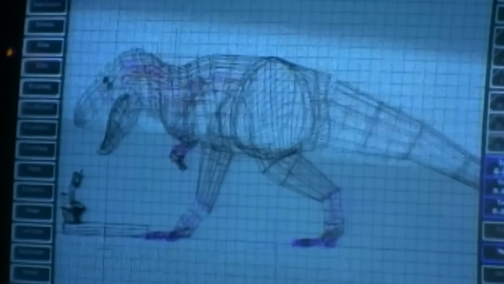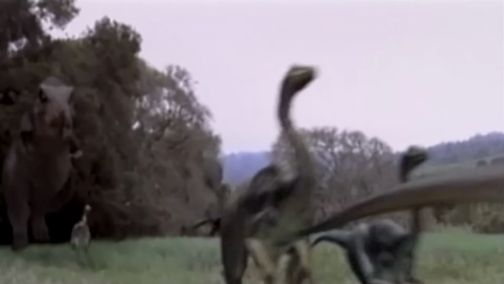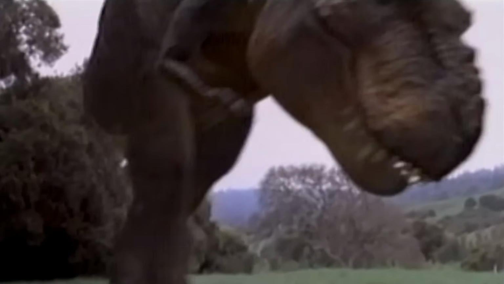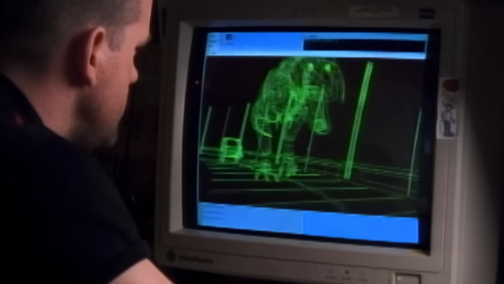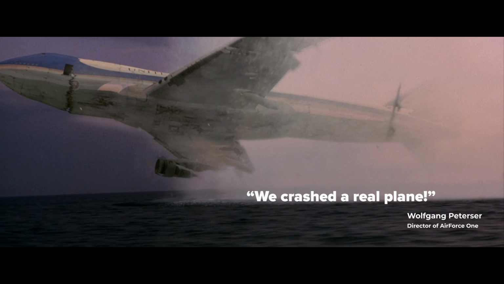In the early stages of CGI, movies like Jurassic Park even used it as a part of the marketing.